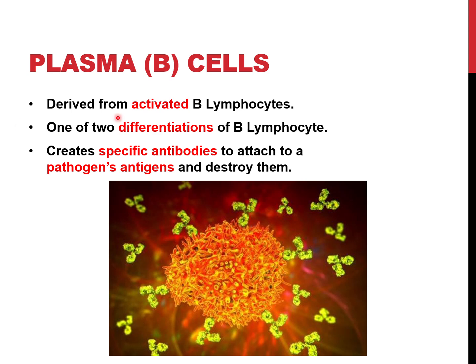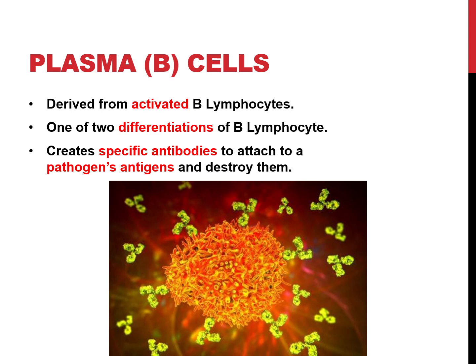Again, these plasma B cells are super important. This is what we're looking for here. They're derived from the activated B lymphocytes. So once the B lymphocytes are activated by the T helper cells, once they've found the corresponding T helper cell, they essentially clone themselves through clonal expansion and then differentiate. The plasma cell is one of the two differentiations, and what they do is they do the job. This is really what we're looking for.